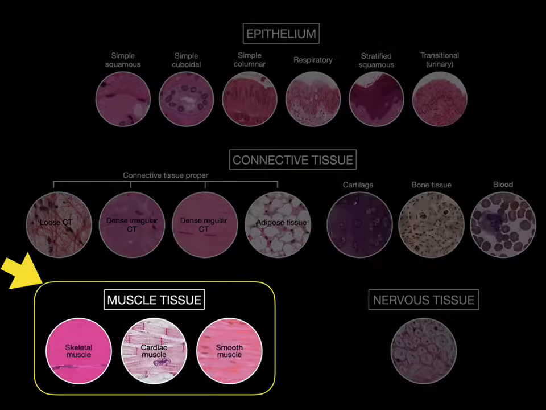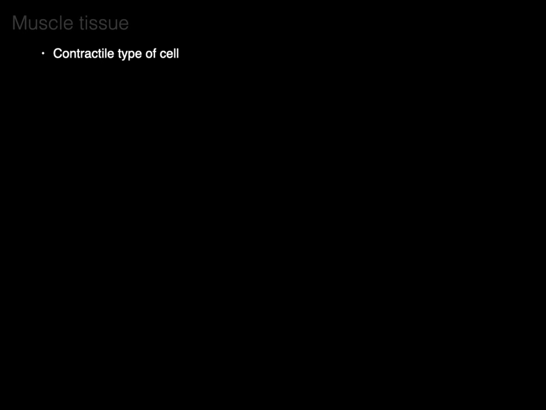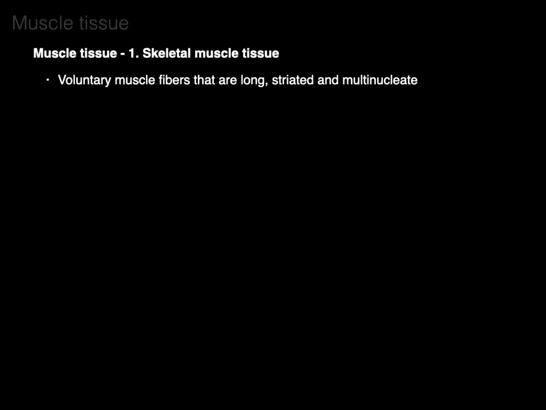Now let's talk about muscle tissue. Muscle tissue is comprised of contractile type cells, and there are three types of muscle tissue: skeletal, cardiac, and smooth. Let's talk about skeletal muscle tissue first. It's voluntary, and the muscle fibers are long, striated and multinucleated.